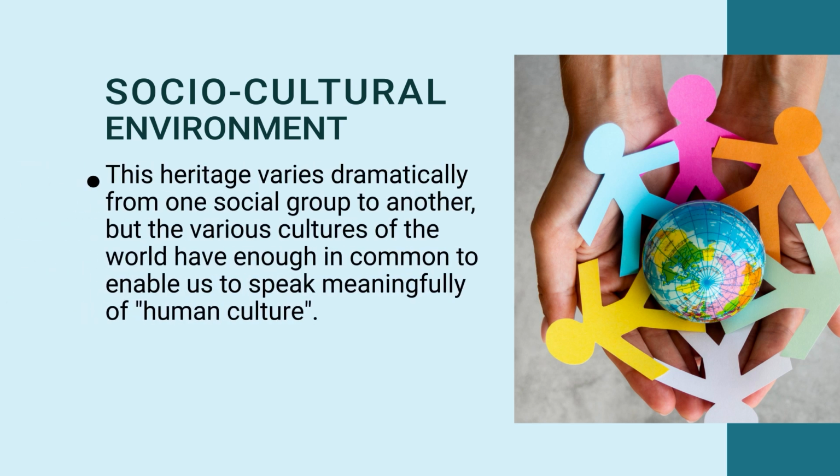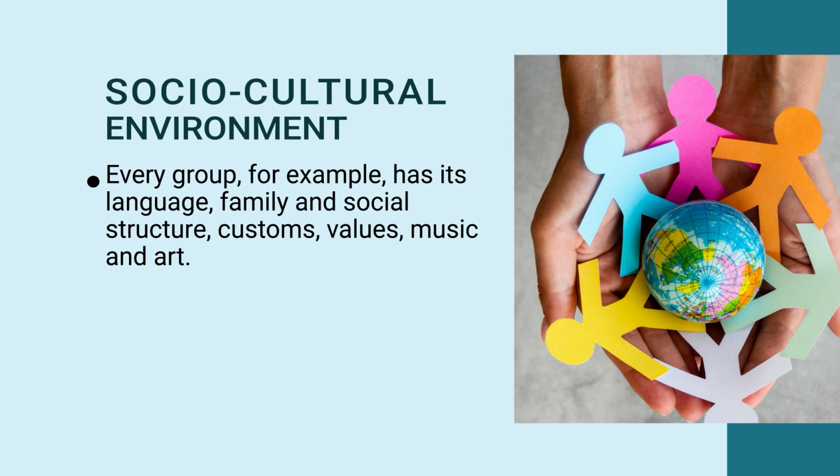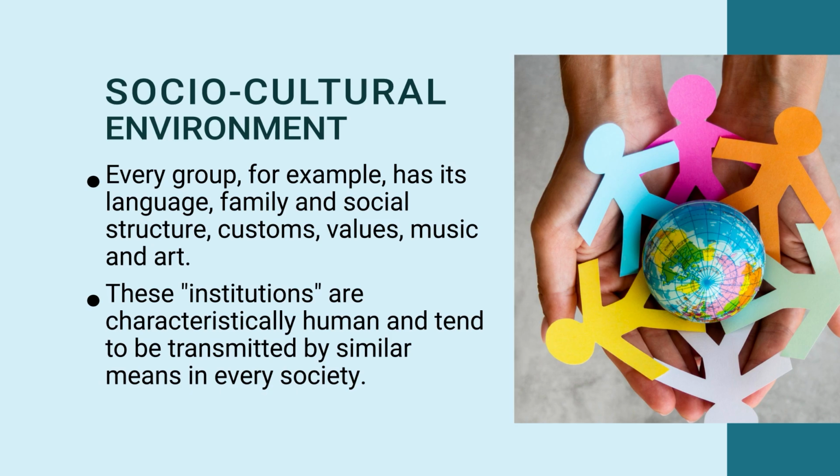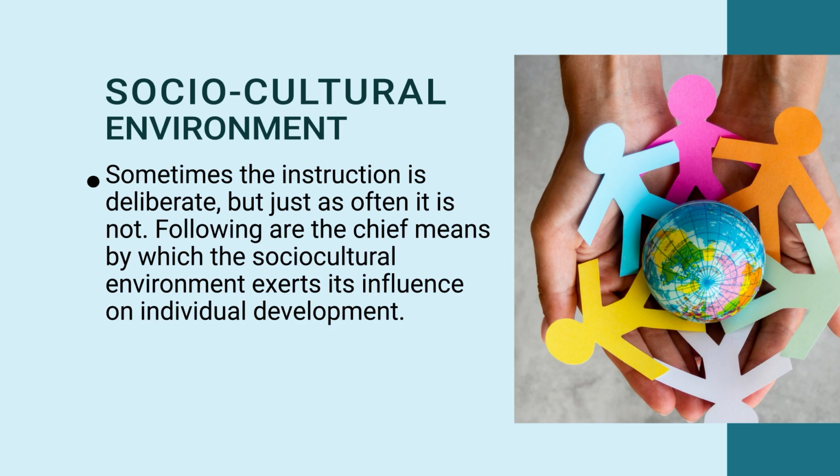social evolution. This heritage varies dramatically from one social group to another, but the various cultures of the world have enough in common to enable us to speak meaningfully of human culture. Every group, for example, has its language, family and social structure, customs, values, music, and art. These institutions are characteristically human and tend to be transmitted by similar means in every society. Sometimes the instruction is deliberate, but just as often it is not.